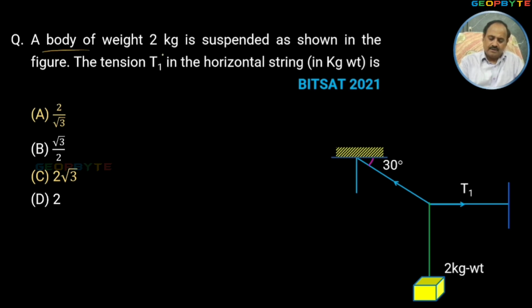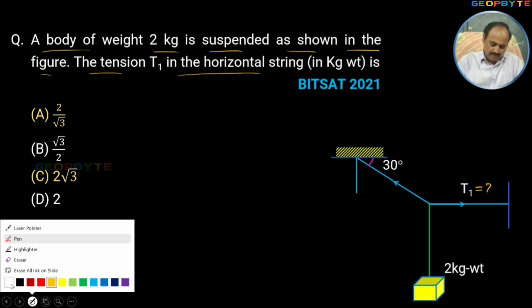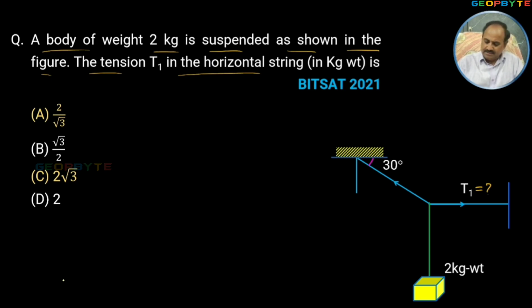It is asking like this. A body of weight 2 kg is suspended as shown in the figure. The weight suspended is given as 2 kg in the figure. What is the tension T1 on the horizontal string? What is the T1 value? That is the question. Very easy question. By applying the sine rule, it can be decided.